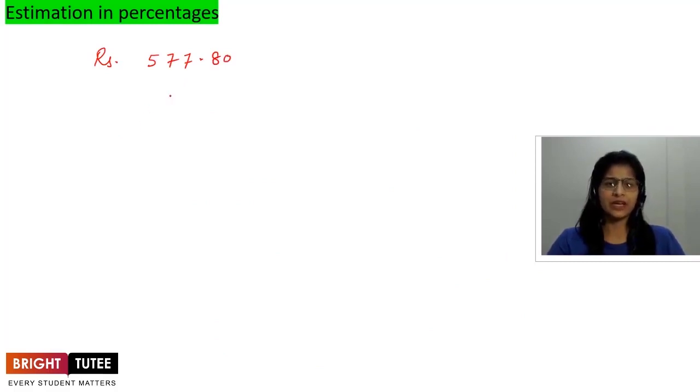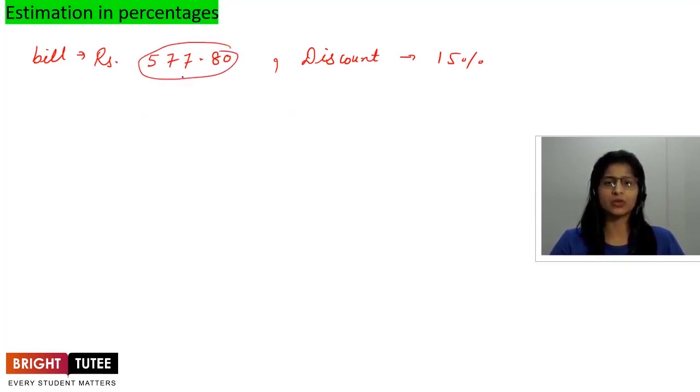This is the bill. And now the shopkeeper is giving you a discount of 15%, right? So how will you calculate your amount or the sale price that you have to pay to the shopkeeper? Just see, we have to estimate this number to the nearest 10. The first step is this only.